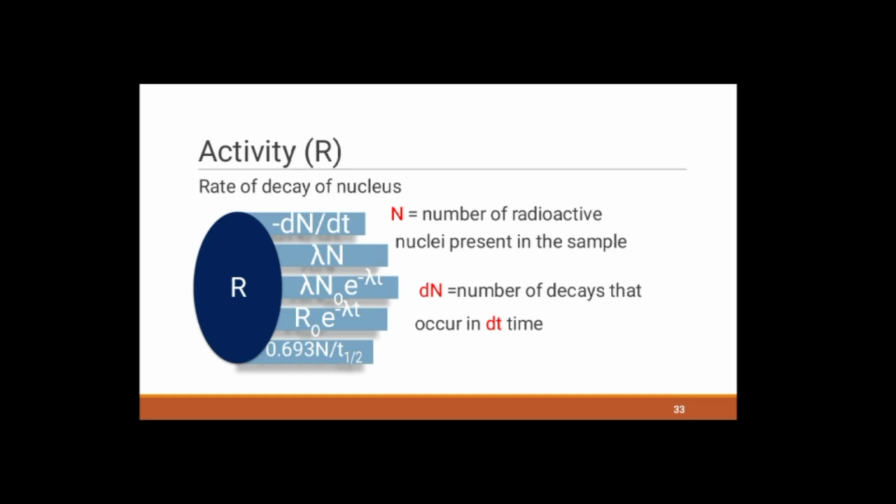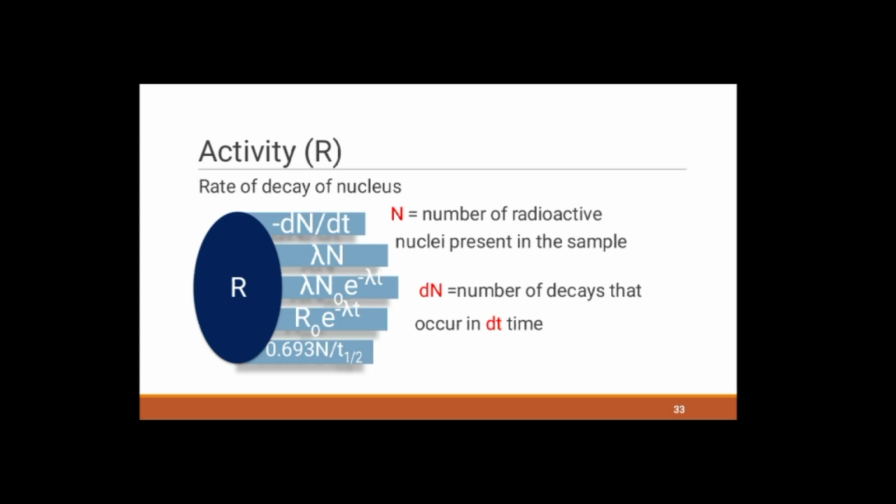So we need a parameter or a factor to define the radioactivity, and for this we have the activity. The activity, also known as the measure of radioactivity, is defined as the rate of decay or decay per unit time. We know that the process of radioactive decay is the disintegration of unstable nuclei to become a stable one. So this number of disintegrations that happen in a unit time is the activity of a radioactive sample, and it is usually denoted by the letter R.